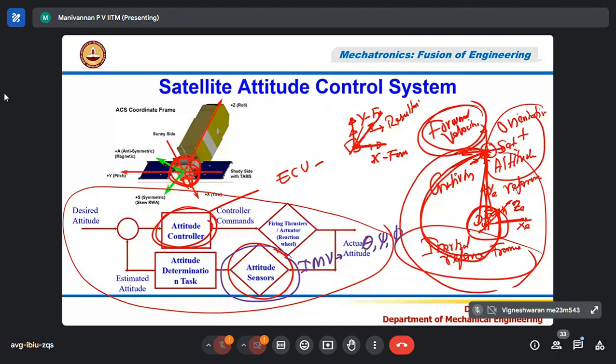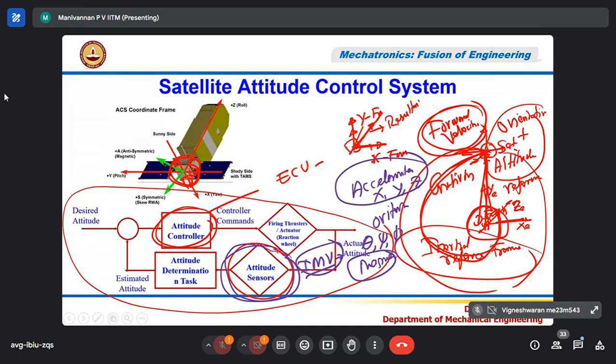Orientation is measured using the IMU, and the altitude from the Earth's surface is measured with the magnetometer, and forward velocity is measured using the accelerometer. The accelerometer is used for measuring XYZ linear velocities. So you will have three sensors: accelerometer, IMU, and also magnetometer. These are sensors used as feedback sensors. Any doubt?